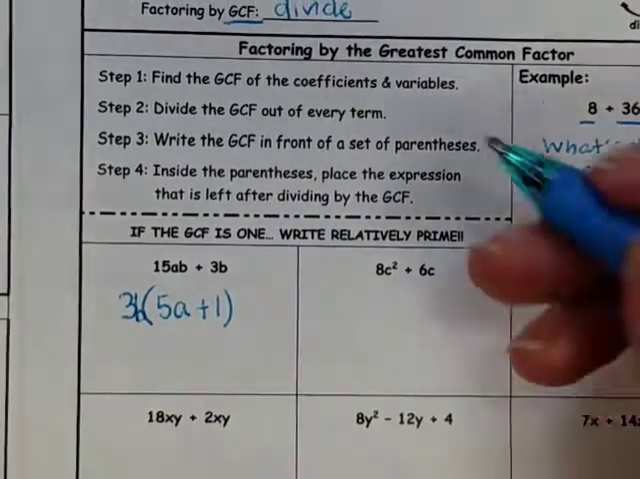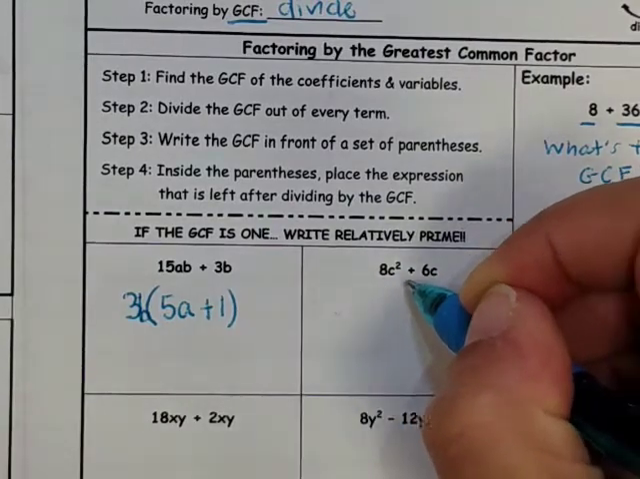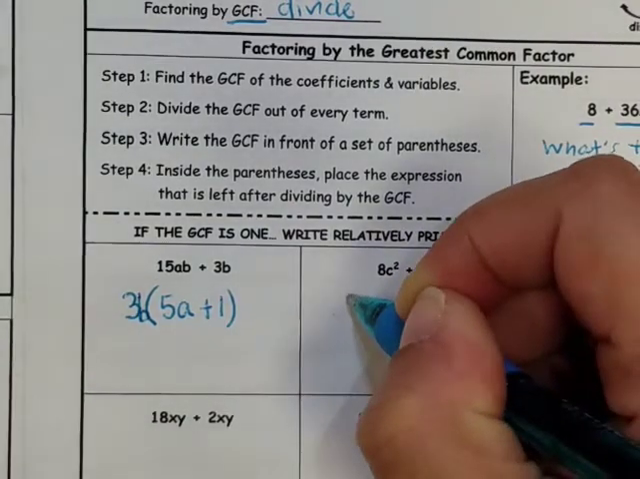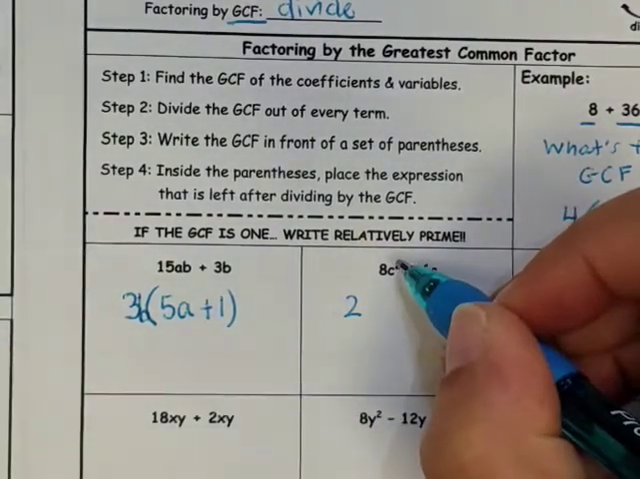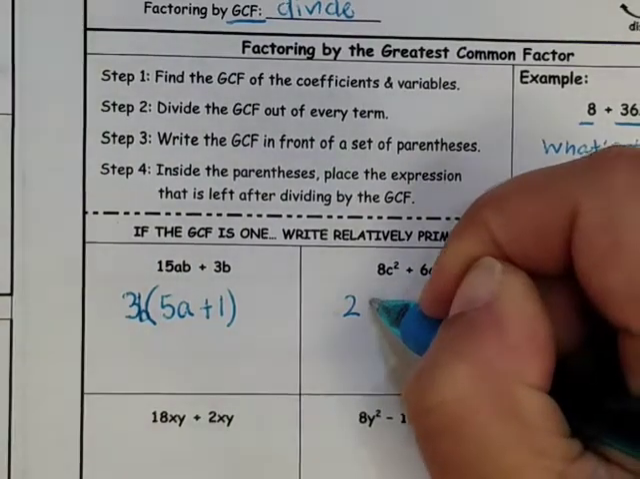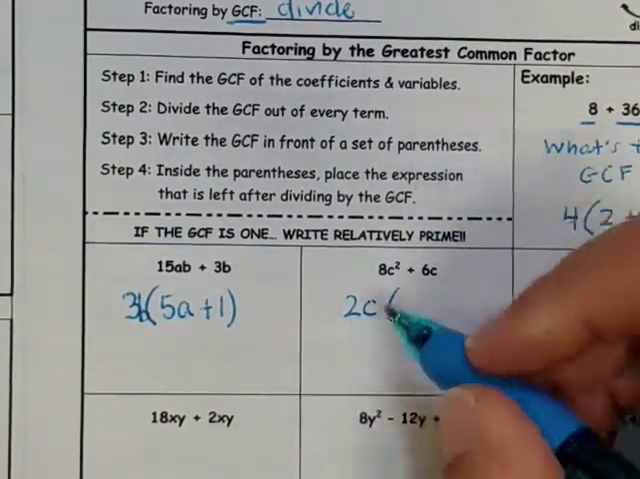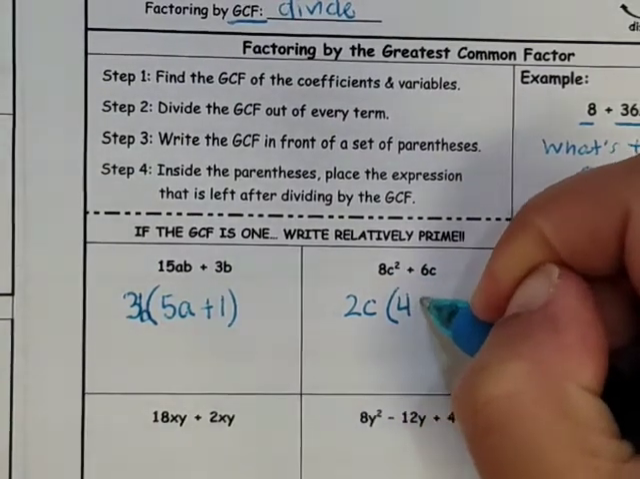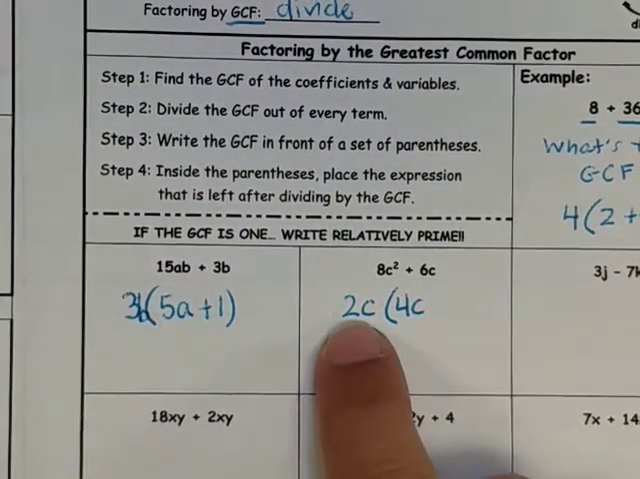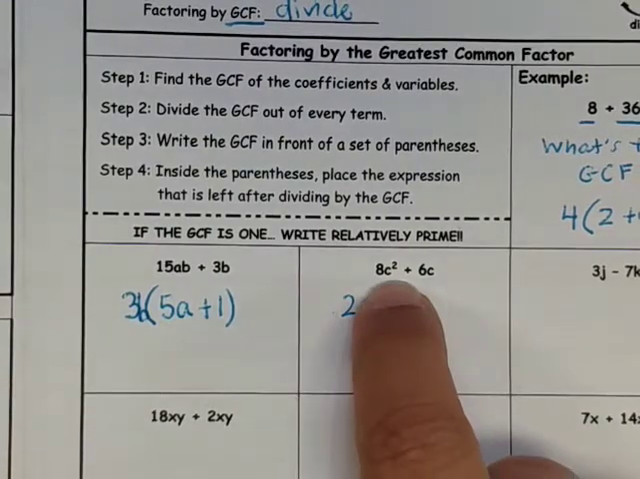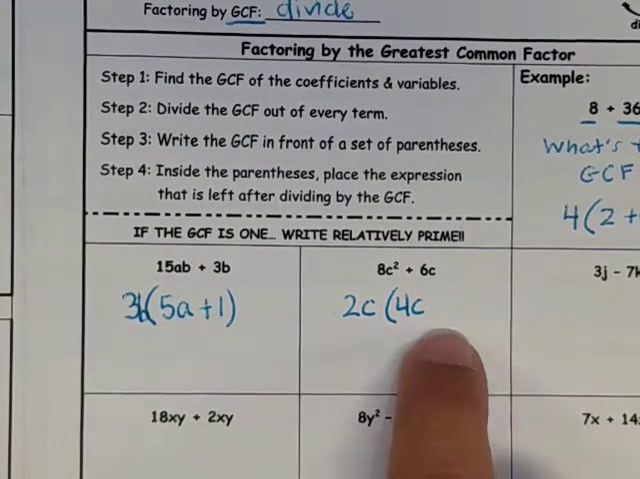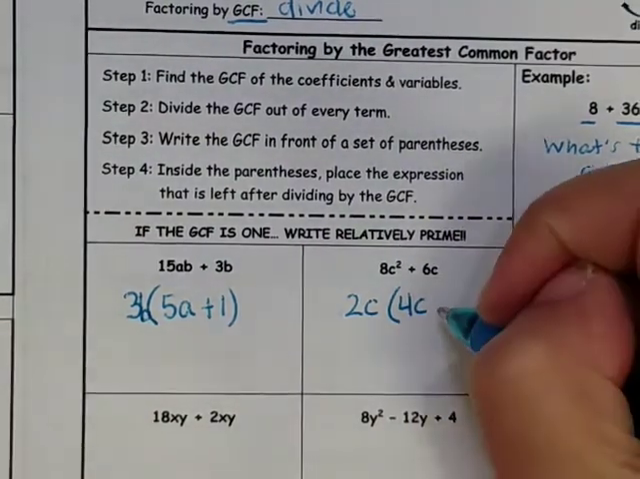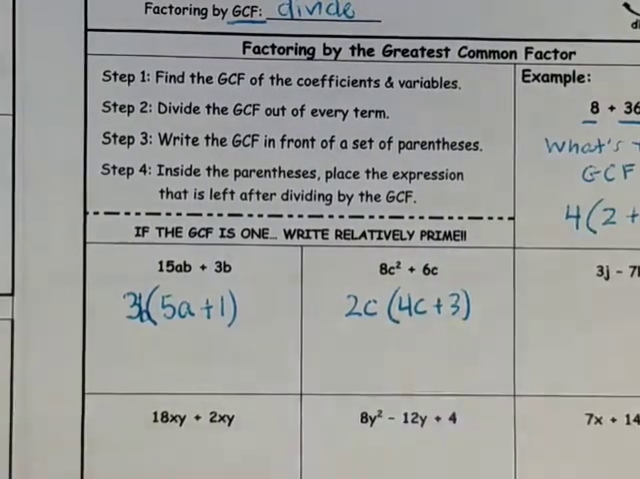And if I distribute those back out, you'll see that I actually end up getting back to my expression given. All right, what's the biggest number that we can take out of both of these? A 2. Do we have any letters in common? Yes, we have a C. So 2C times what gives me 8C squared? 4C. So 2C times 4C gives me 8C squared. And then 2C times what gives me back 6C? 3. And then you're done.